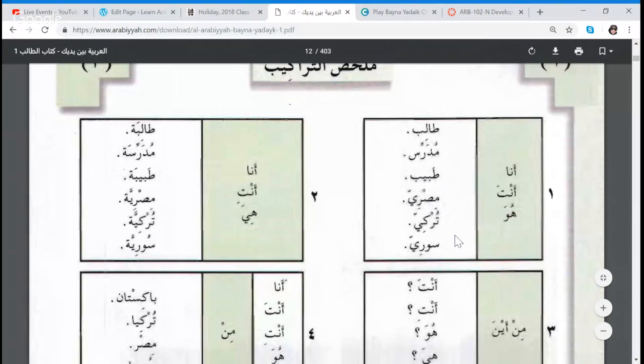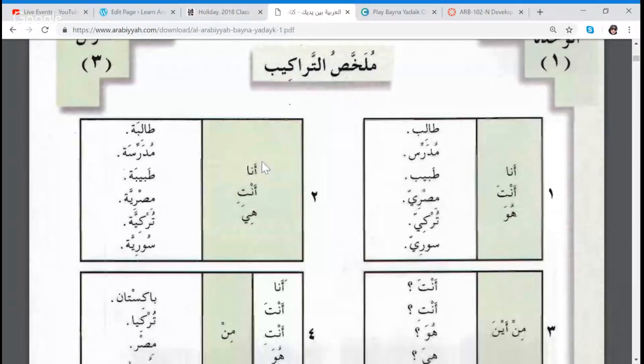Okay. Let's go on to box number two. Now in this one, you've got all female gender because all of these end with ta marbuta, and that tells us that those are feminine words. Okay, so start with Ana. Ana. And read it completely voweled, okay? So add the ending to it. Like in the first one, Ana Talibaton. Okay.